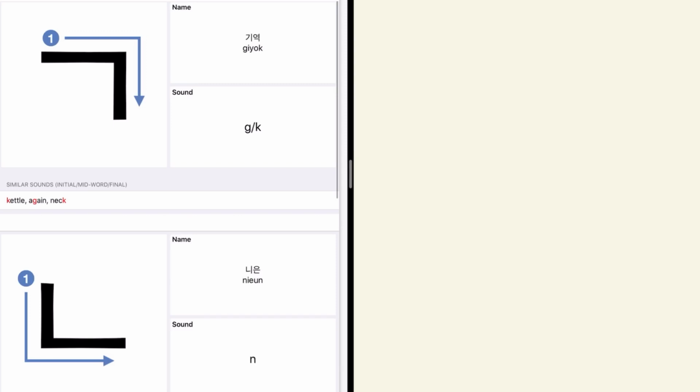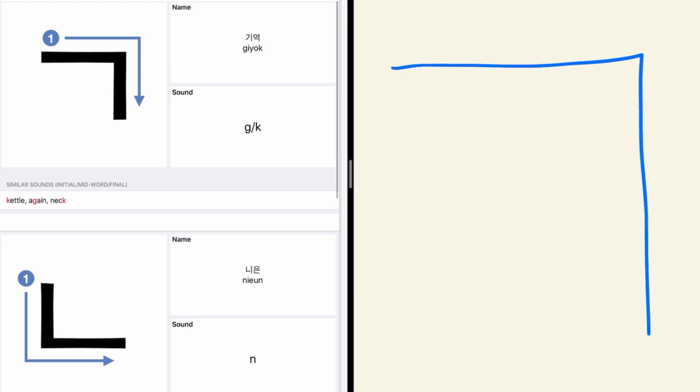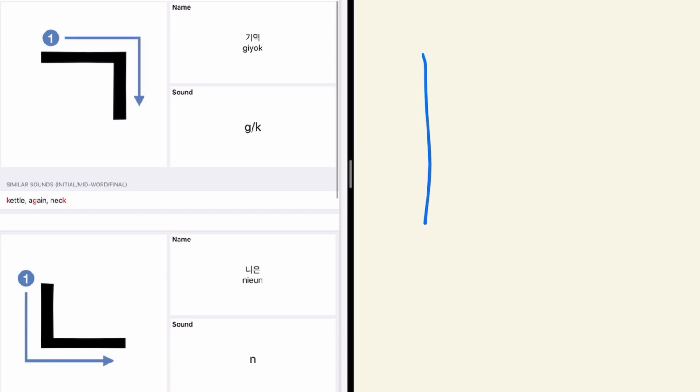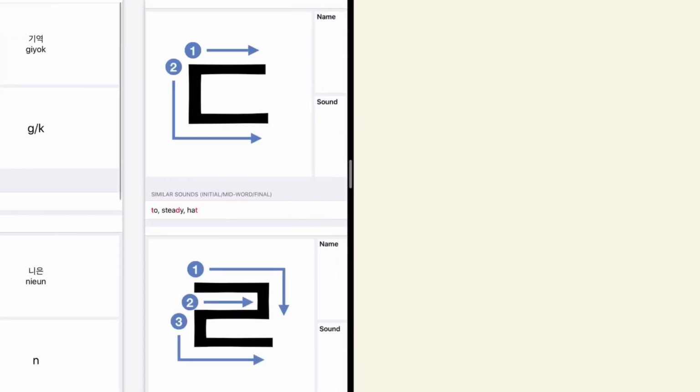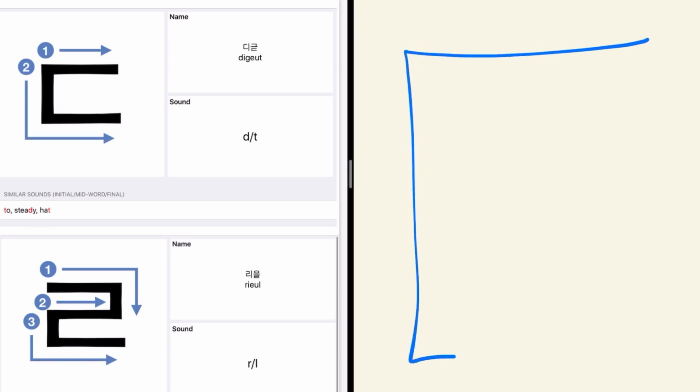Okay, the first one is 기역. It is 1, 2. Okay, next one is 니은. So 1. Again, 1. Next one here. It is 디귿. 디귿 is 1, 2. Again, 1, 2.